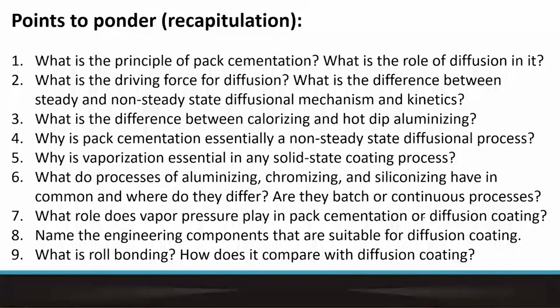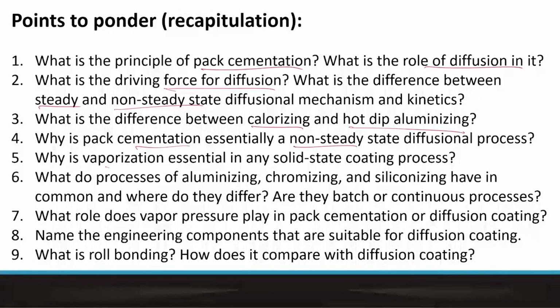So we end here. Just to remind you, we need to understand what pack cementation is, what the role of diffusion in it is, what the driving force for diffusion is, what the difference is between steady state and non-steady state diffusional processes, and what the difference is between calorizing and hot dip aluminizing. We haven't talked about hot dip processes yet. What is the role of non-steady state diffusional process in pack cementation?